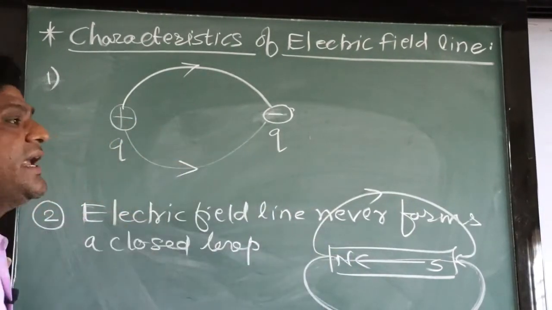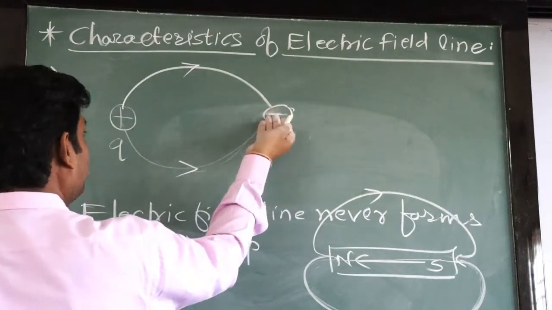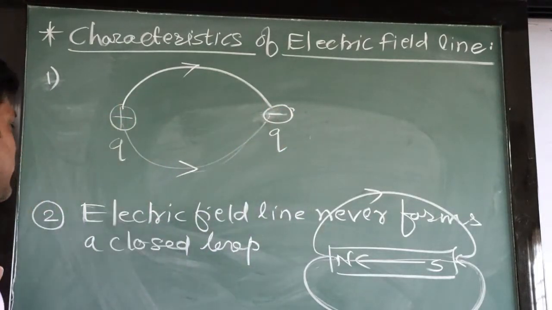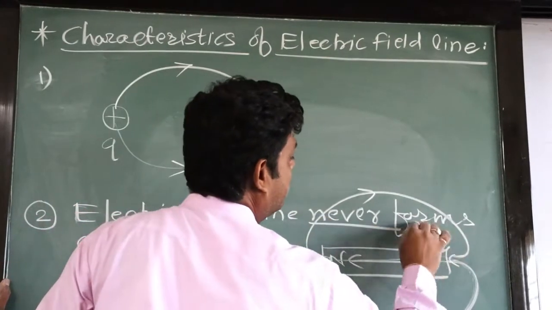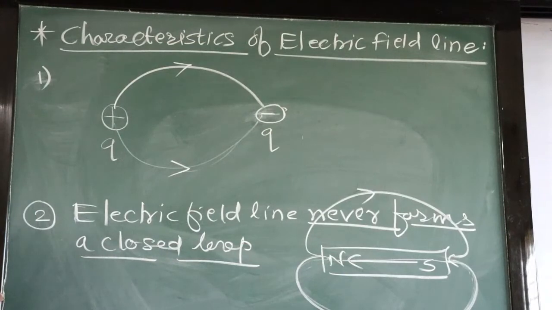Here it is the electric field lines. Electric field lines start from positive and end at negative, never from negative to positive. That's why we can say they never form a closed loop. This is the second characteristic.